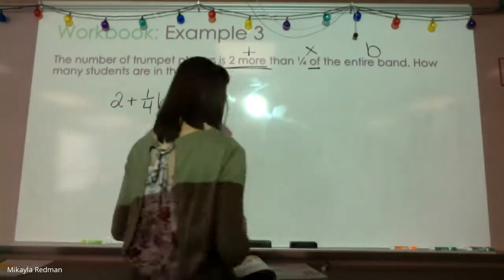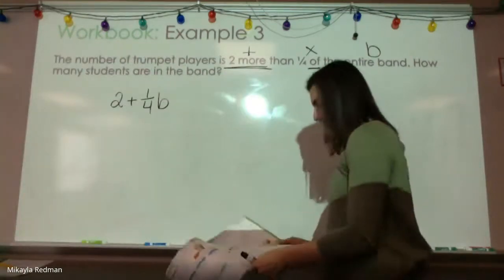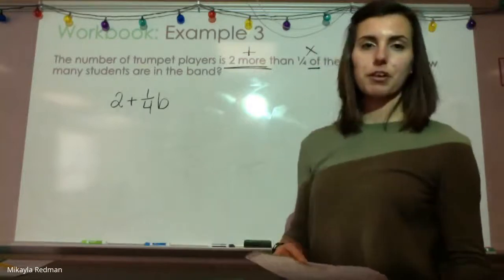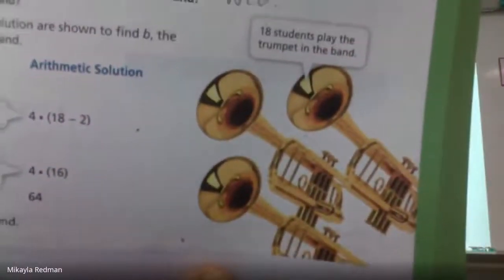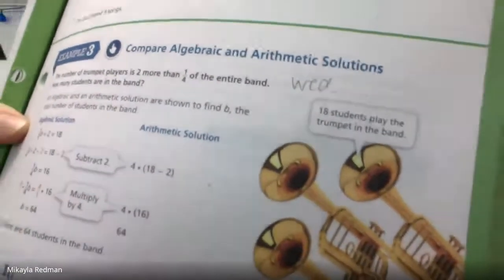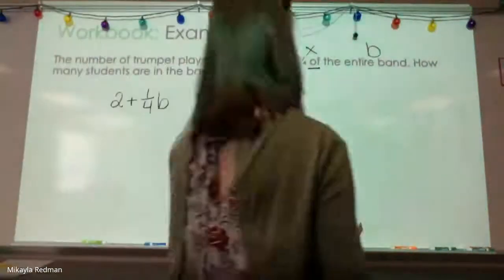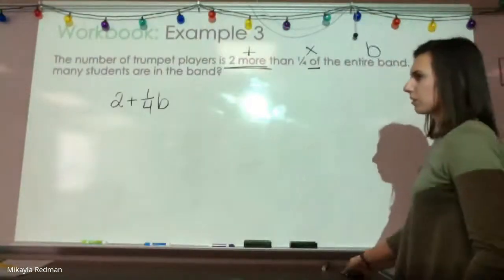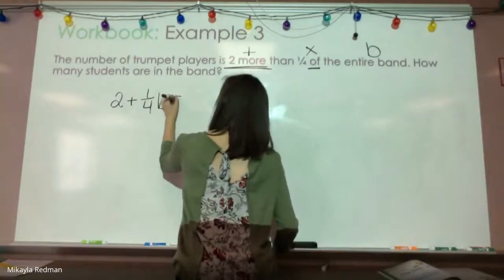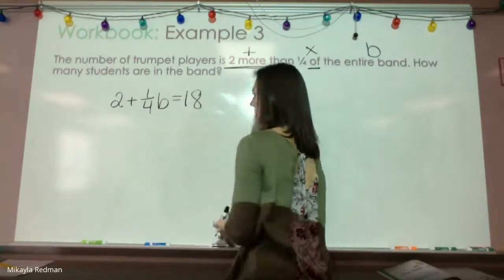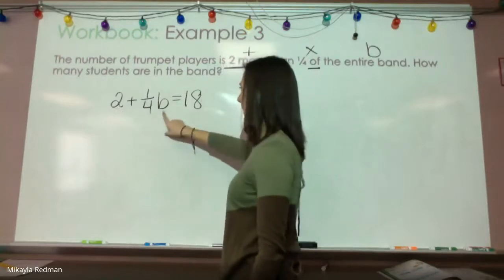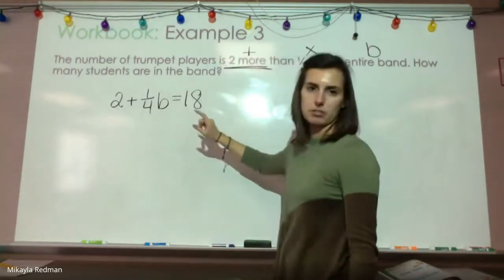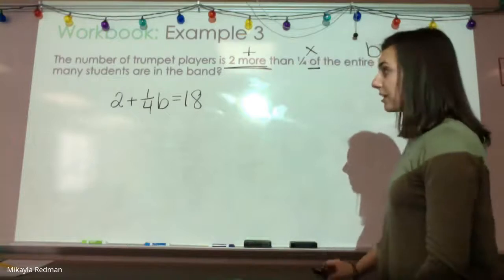Oh, actually, I believe there's an important piece of information that we're missing. If you look in your workbook, it'll tell you. It says there are 18 students that play the trumpet. So this is going to be equal to 18. Our total is 18. So the number of trumpet players is 2 plus a fourth of the band. The total is 18. So now we could solve.